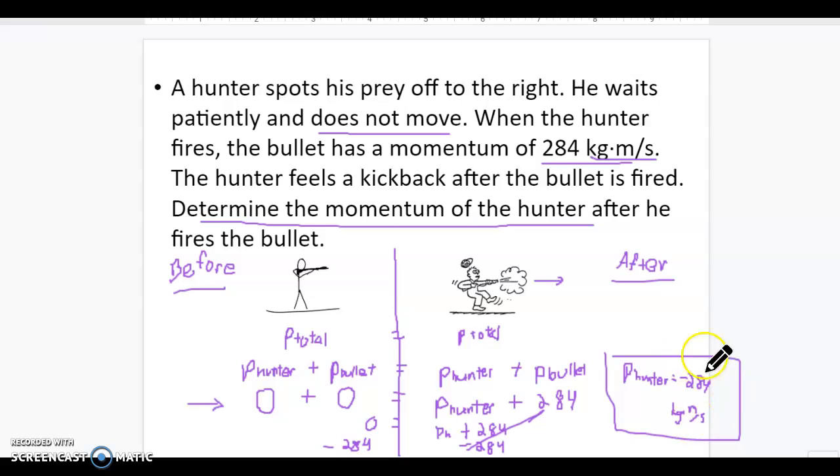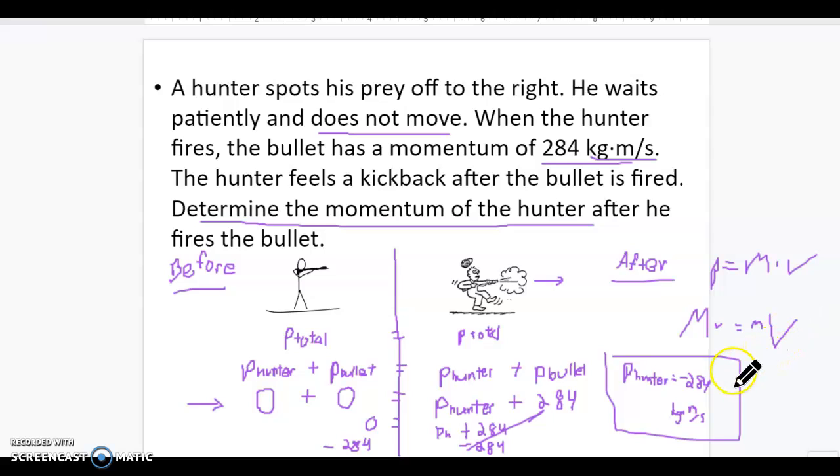But we end up with something like this. It seems like it has the same number, but keep in mind that this is momentum. This is not a speed. The bullet and the hunter will have the same momentum, 284 and negative 284. But remember, momentum is a mass times a velocity. And even though they have the same momentum, one has a big mass and will have a small velocity, like the hunter. And the bullet has a really small mass, but it's going very fast. And that's kind of it.